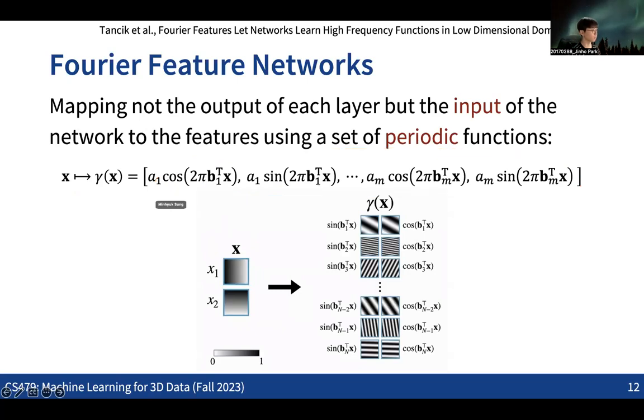So before you feed the input data into each of the layers in the network, we are doing this kind of mapping with the cosine and the sine function like this, in a way that the output of each of the cosine and sine functions becomes the input to the neural net. This is almost the same idea, but not using the periodic function as the activation function, but as a sort of pre-processing of the input data for each of the layers.